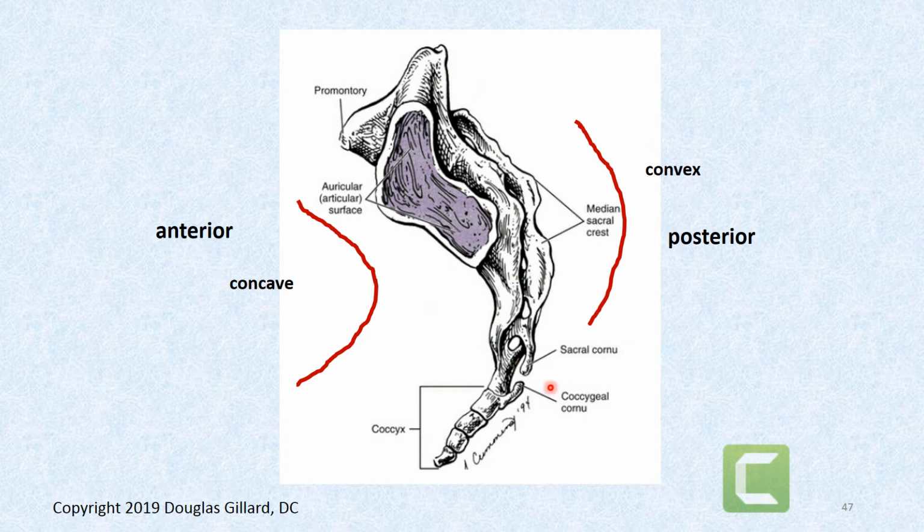There's a nice view. Anybody remember? Oh, I guess I kind of blew it there, didn't I? I was going to say, what are those little horns called? Those are the coccygeal and the sacral cornua and the intercornual ligaments, not shown, but remember that connects those two. And that's what helps hold the coccyx to the apex of the sacrum.